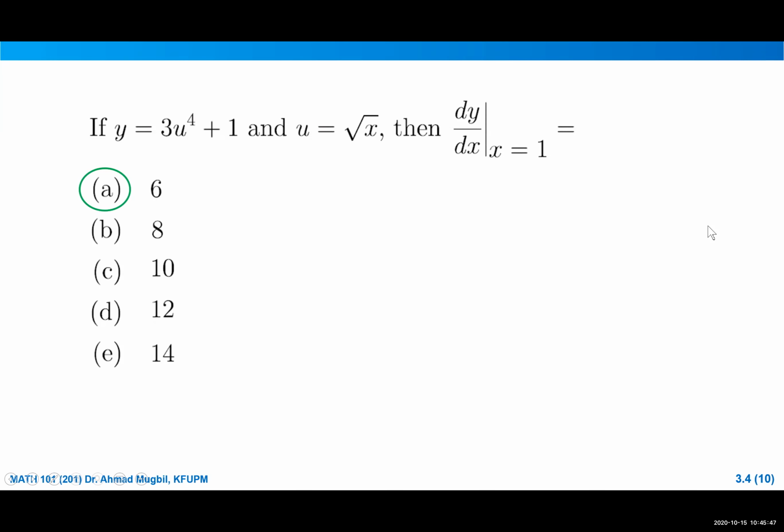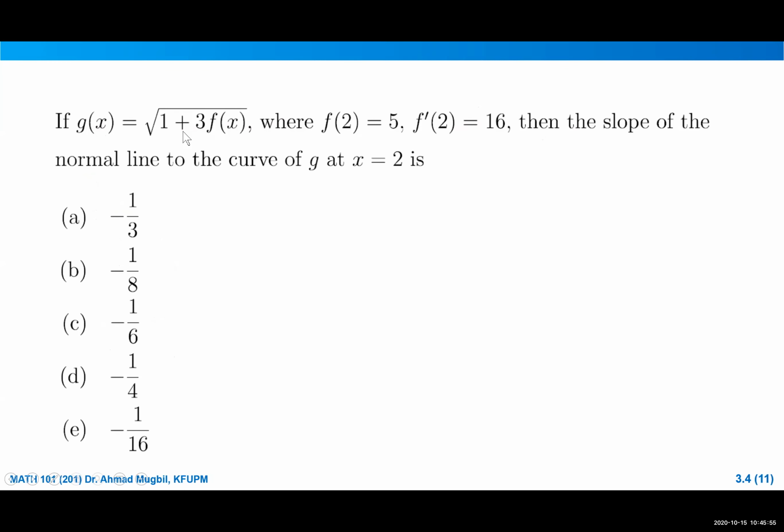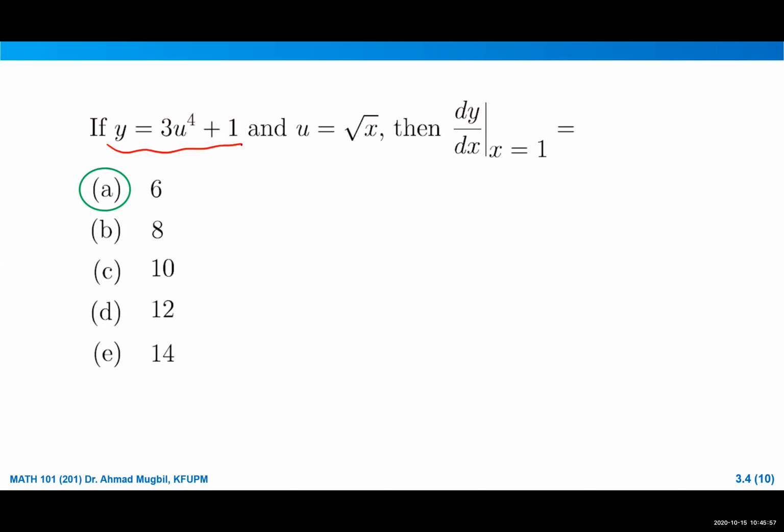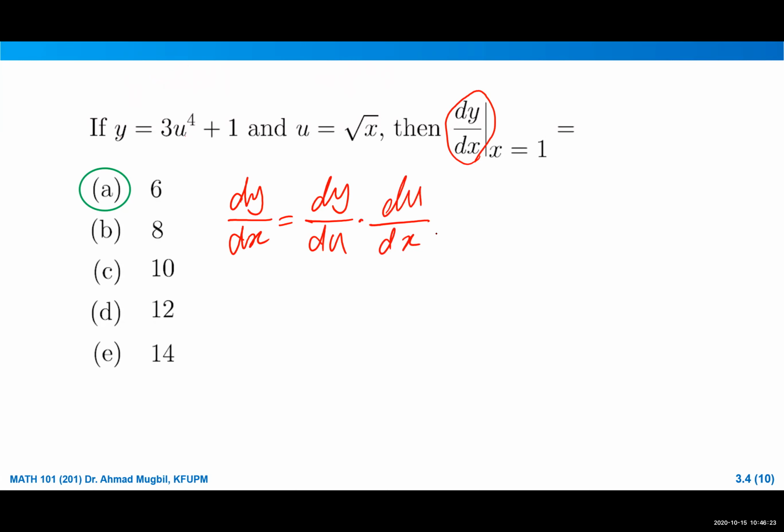You can solve it by two methods, I think, or more. But let me solve it by the typical method here. You have y as a function of u, and u as a function of x, let's say g of x. So now you will apply the chain rule. I need the derivative of y with respect to x. It will be the derivative of y with respect to u, times the derivative of u with respect to x. This is the chain rule.